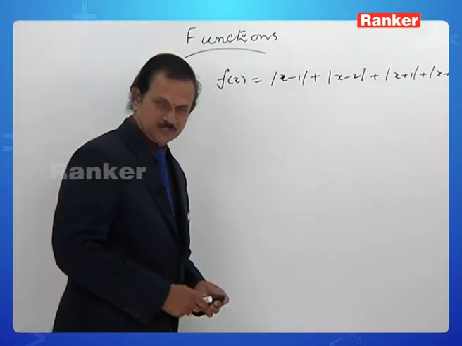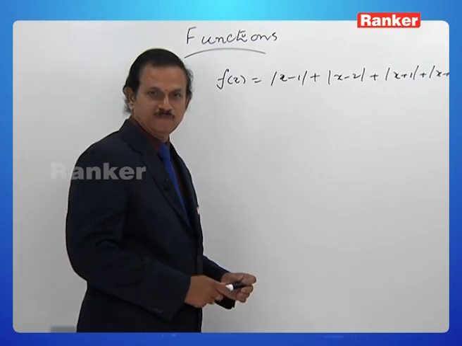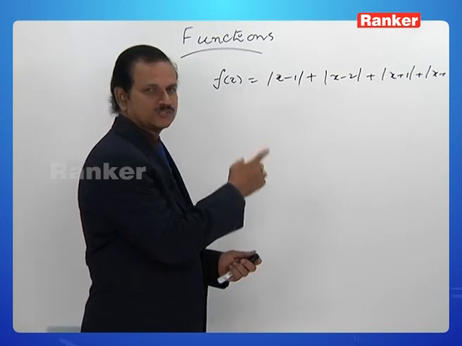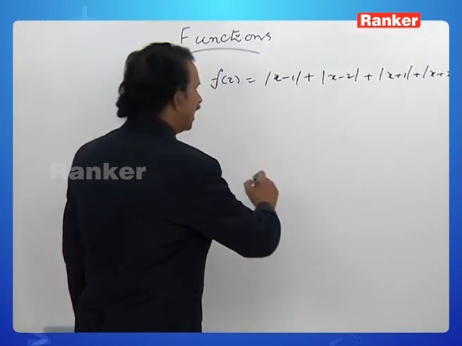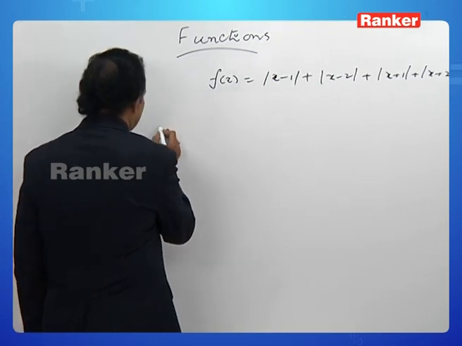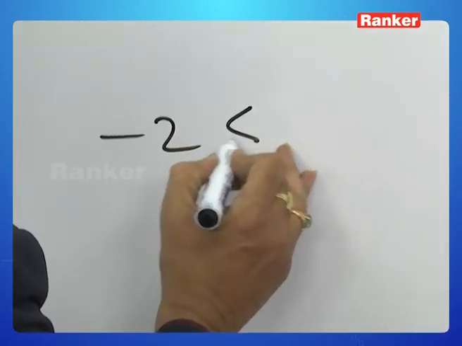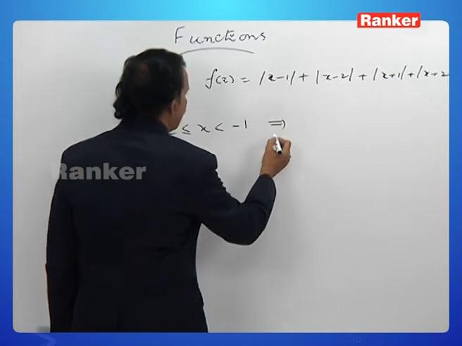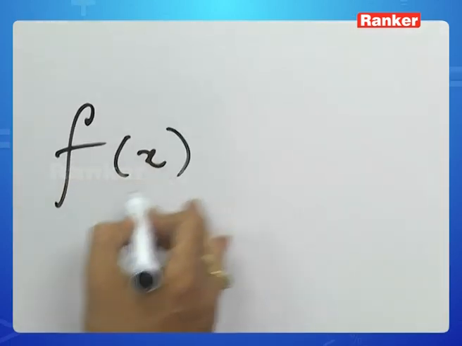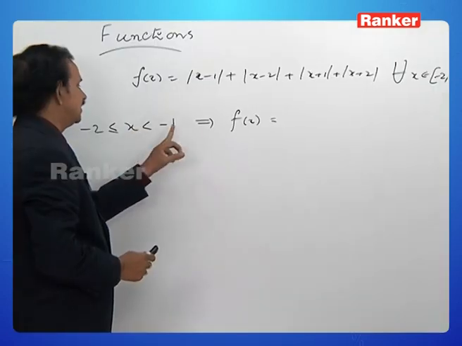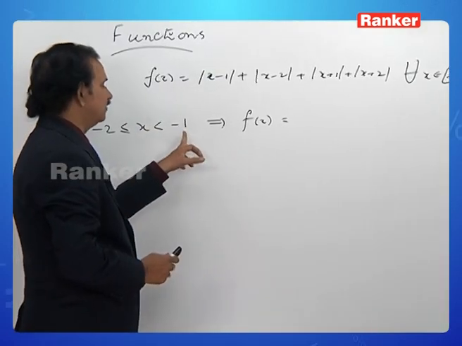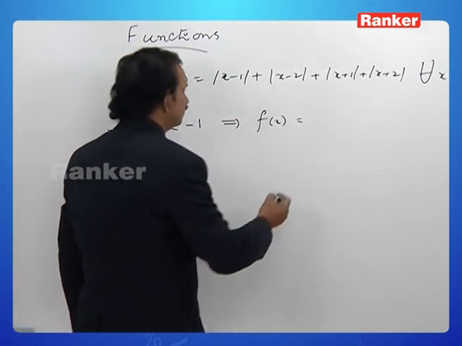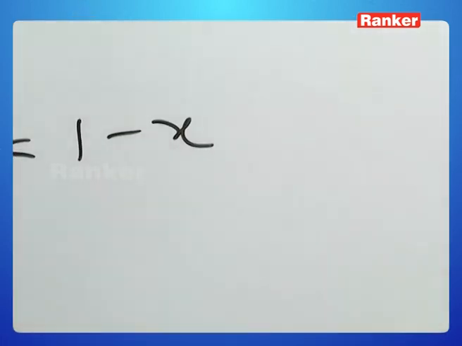To find the range of this function, we have to study the nature of f of x in various parts of the domain. The actual domain given is closed interval minus 2 to 2. Let us now divide the domain into different cases. In case 1, what happens when minus 2 is less than or equal to x less than minus 1? What happens? f of x is equal to... x is less than minus 1, so x minus 1 is less than minus 2. So x minus 1 is negative. Mod x minus 1 is therefore 1 minus x.